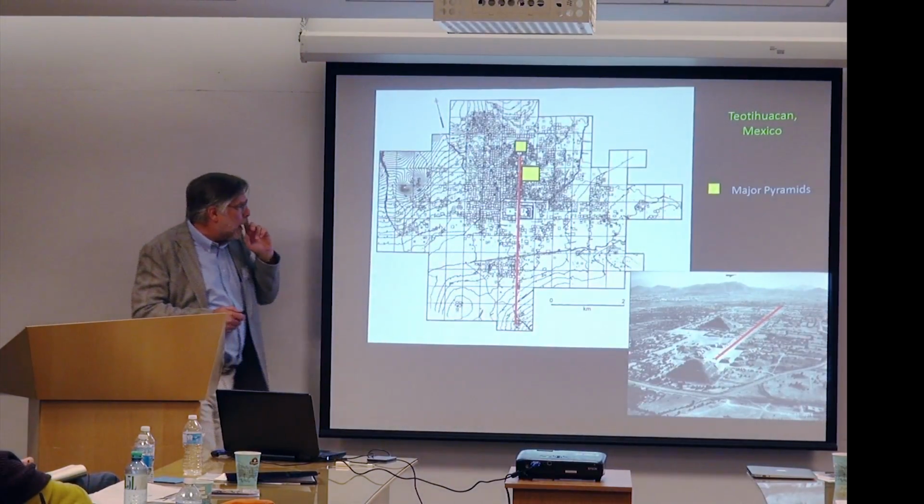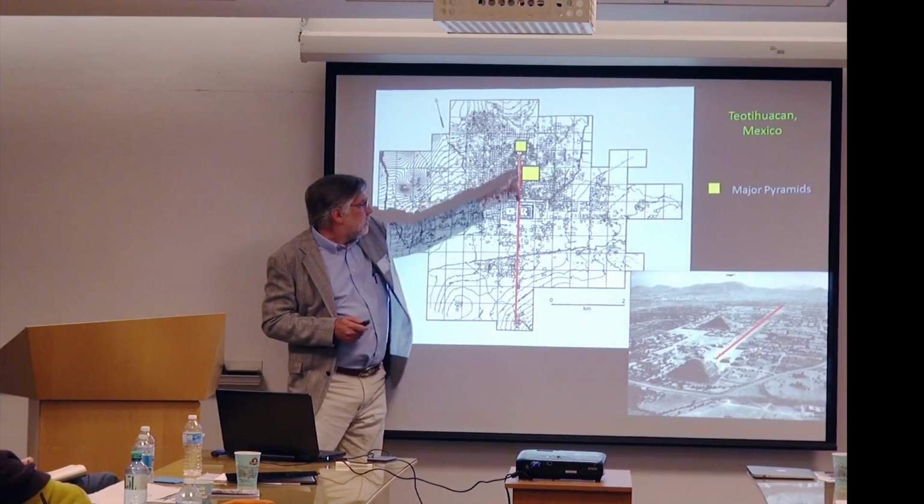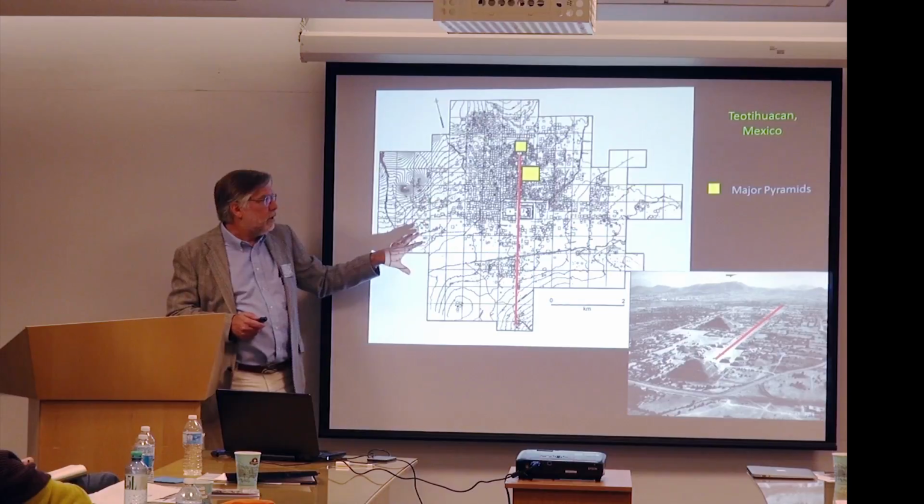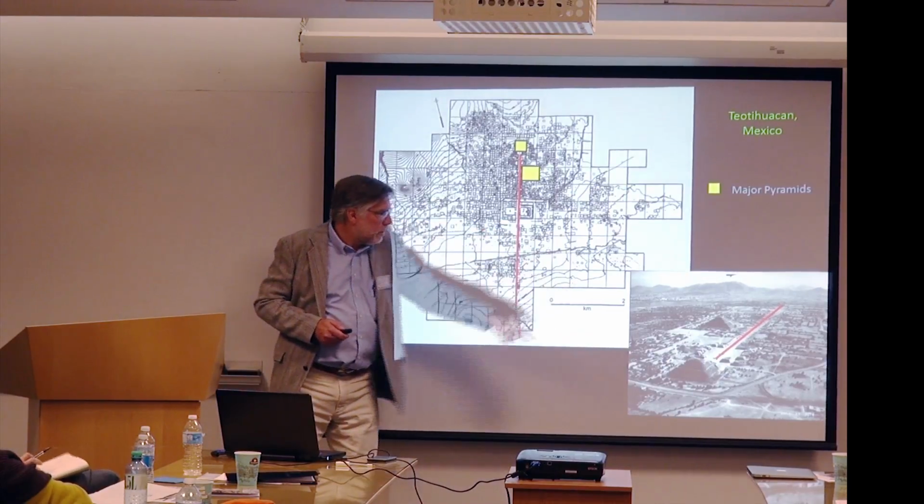Teotihuacan, Mexico. Basically, what's called the Street of the Dead aligns the whole city on the grid. There you see it down there, the same path.